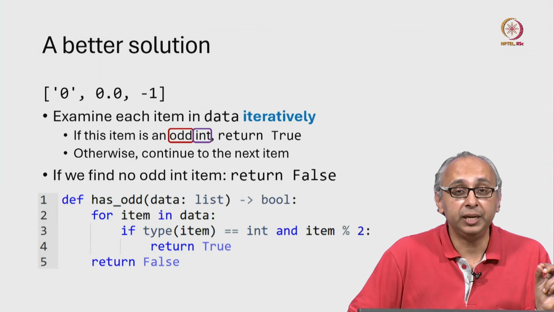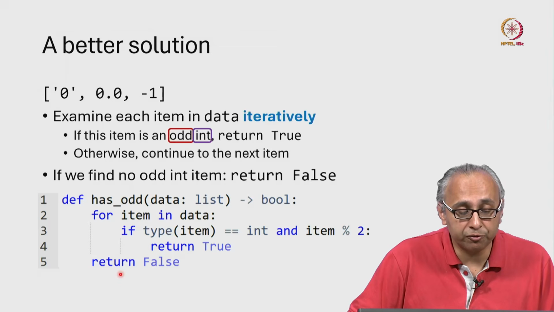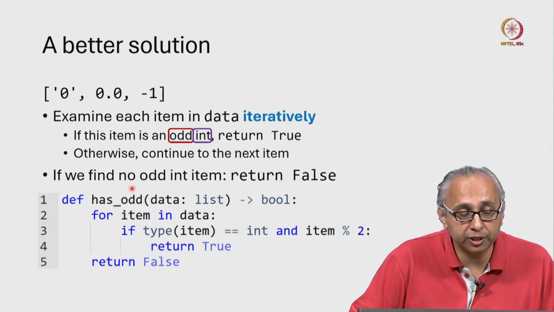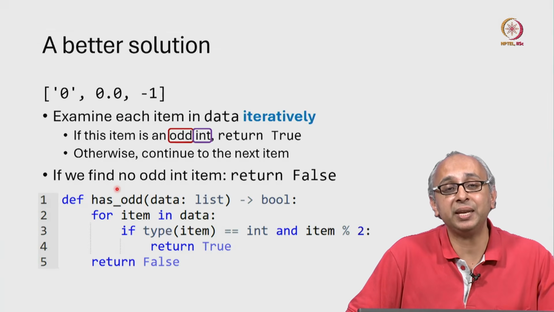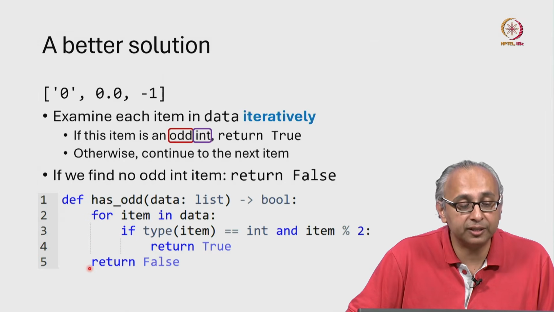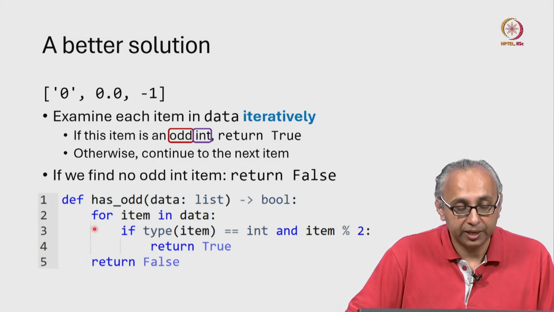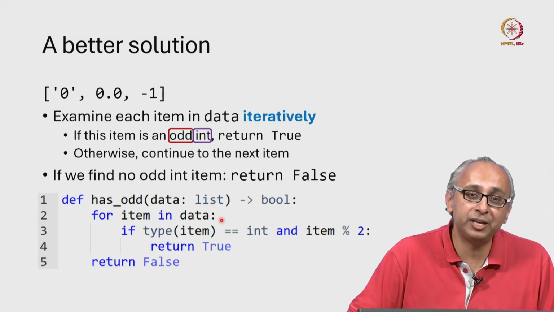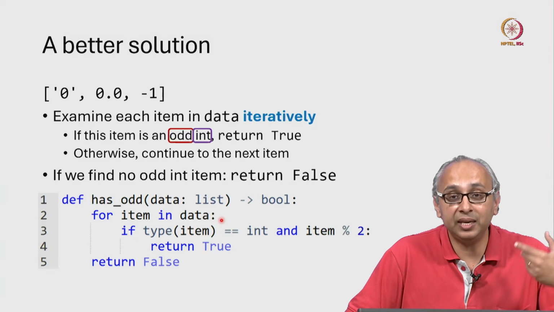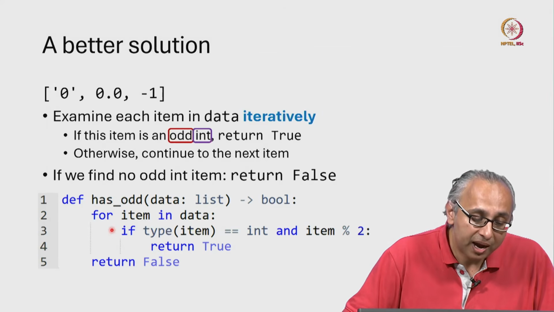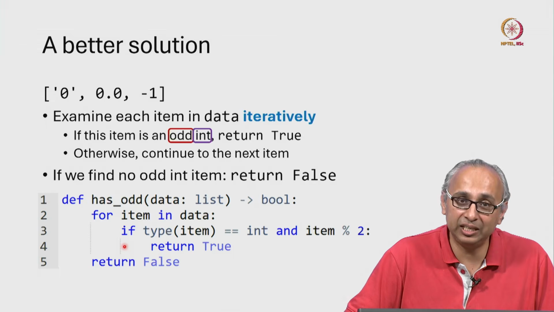Now, crucially, look at the placement of this statement, return false. Remember, we want to return false after examining all the items in the list. So we place this statement outside the for loop. The for loop ends with a colon, so no surprises. Every statement inside the body of the loop, the set of statements that have to be repeated each time, is indented at least one level.